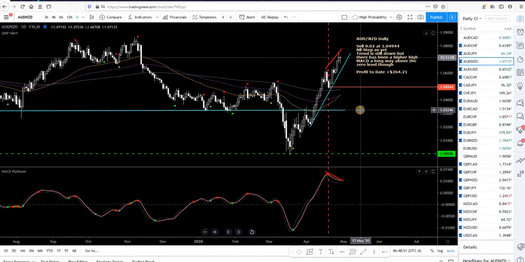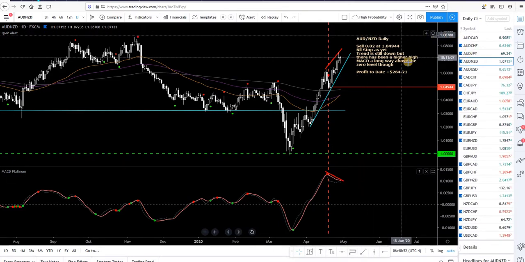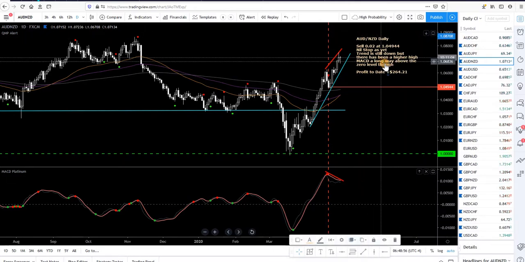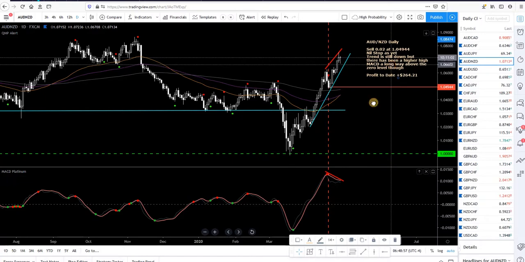Here's one that's going badly against me also. You see there's a theme here with the Aussies, highly correlated. I'm taking all the sells. They all presented and I took them.